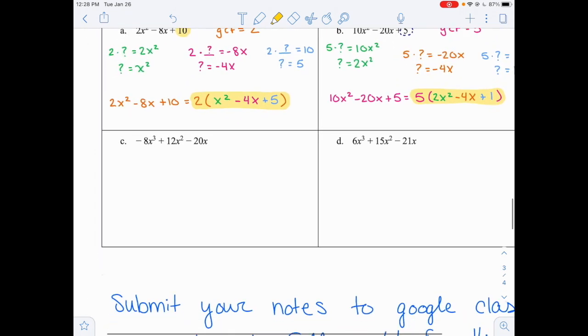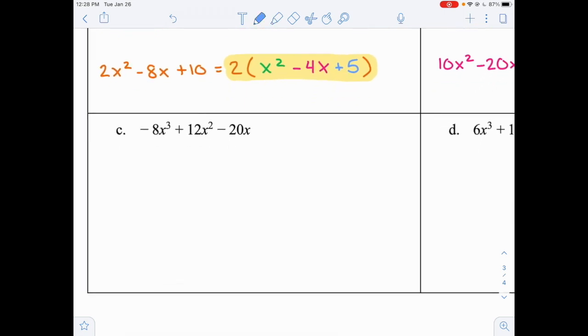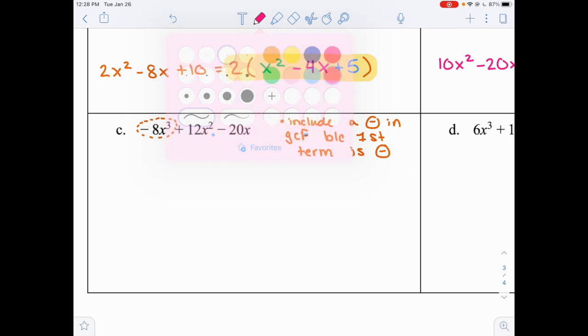All right, 2 more and then we are done. I'm sorry that this might be a little long, but I just wanted to make sure that you really understand this skill. So for this example, notice that the first term is negative, right? We don't like when our first term is negative, so we're going to include a negative in the GCF because the first term is negative. Also, the GCF is going to have a variable because all 3 terms have a variable.